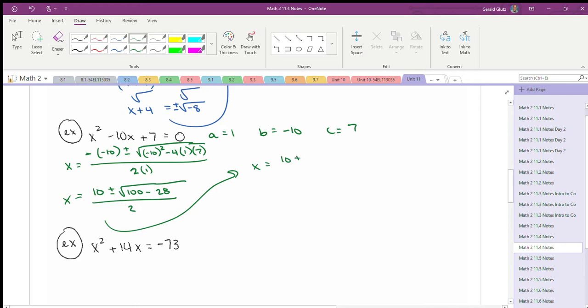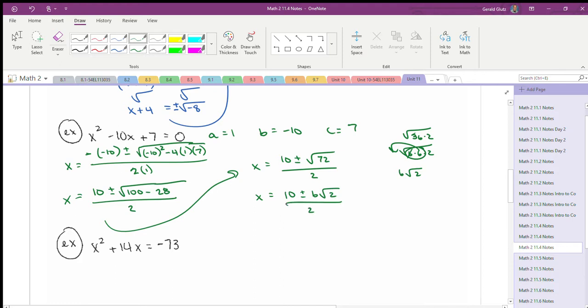So x is equal to 10 plus or minus the square root of 72, divided by 2. So next thing I look for is, can I reduce what's in the square root? So I happen to know that square root of 72 is the same as 36 times 2. And 36 is 6 times 6. So I got a pair of 6's. So 6 root 2. So 10 plus or minus 6 root 2, all divided by 2.